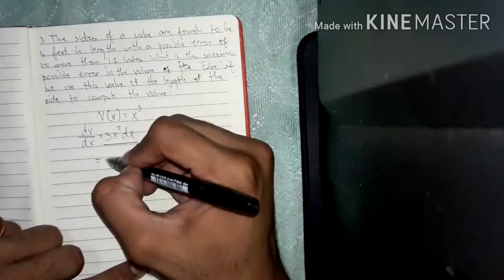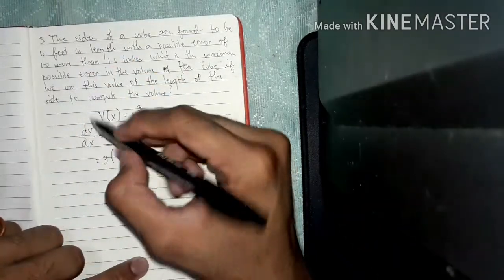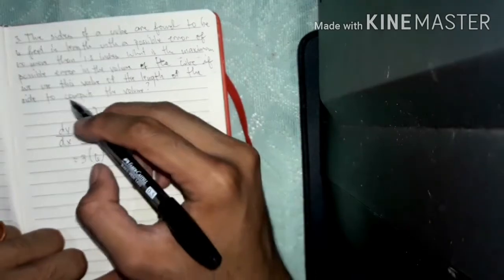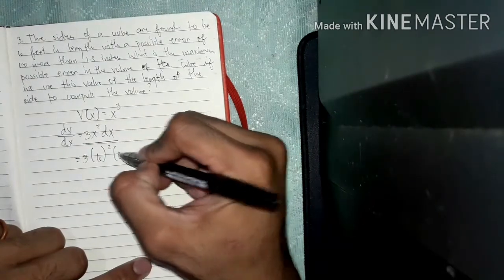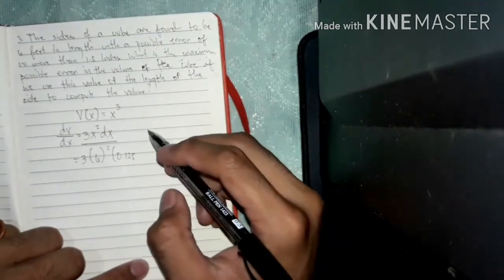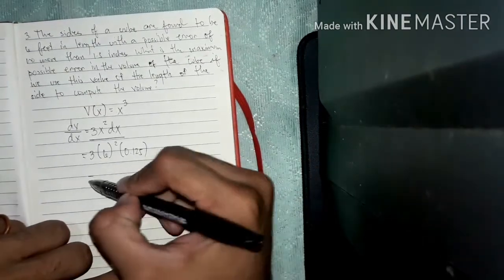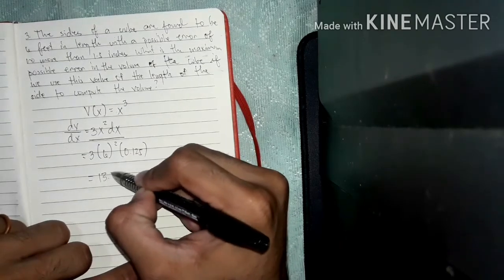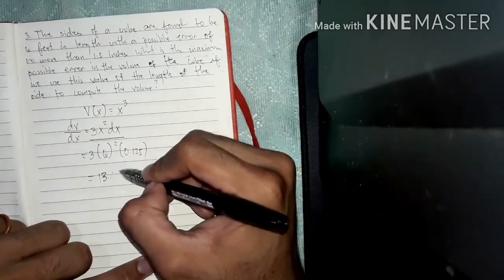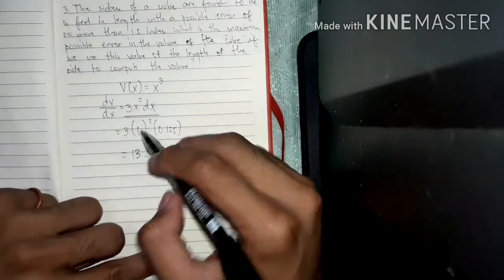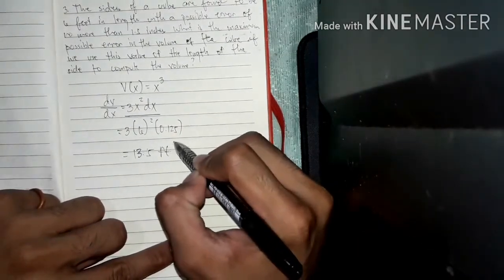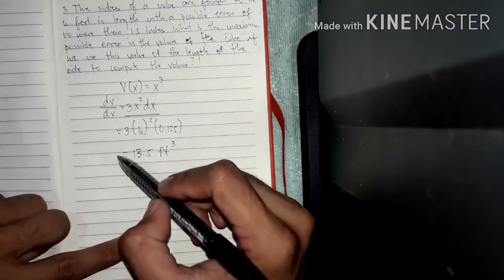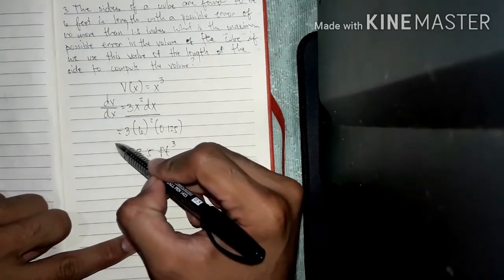The next step ana atong i-substitute ang mga numbers. So 3, ang x na to is 6, then ang dx na to is 0.125. Then i-calculate na to sa calculator, mo come up ta sa answer nga 13.5 feet cubed. So mao ni ang atong maximum error sa volume.